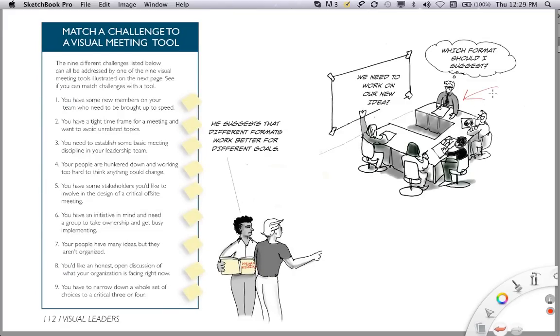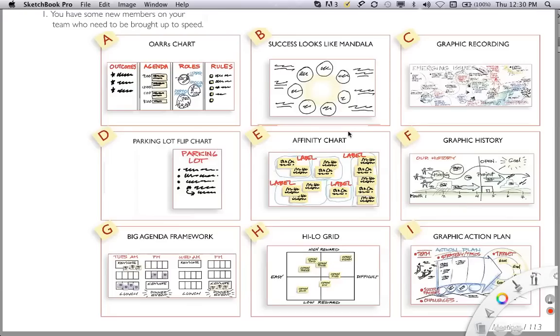A second area I wanted to show you was that the leader, illustrated here as somebody at a meeting in the upper right. One of the things a visual leader can do is instruct people who are going to work visually on how to do it. In the book, I lay out nine different typical challenges in a meeting, and I'm not going to go over all of these, but one example might be you have some new members on a team and you need to bring them up to speed, or maybe you need to establish some basic meeting discipline. On the facing page in the book are then nine choices of what you can do. I can't go through all of these, but it's basically a little questionnaire, and I'll go through a couple to show you what I mean.